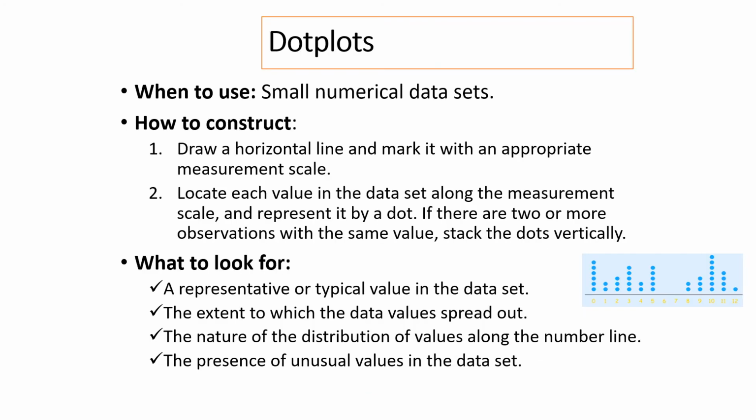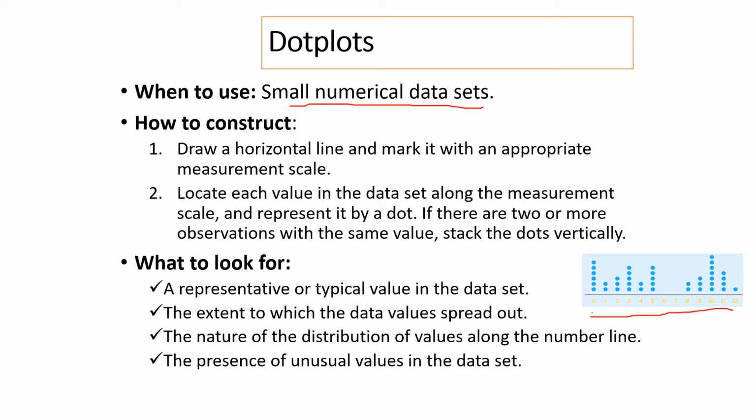Okay, and then dot plot. Dot plot is another method to visualize the data. We use it when we have a small numerical data set. How to draw it? Draw a horizontal line and mark the appropriate measurement scale, and locate each value in the data set along the measurement scale and represent it by a dot. If there are 2 or more observations with the same value, stack the dots appropriately. So you draw this one.